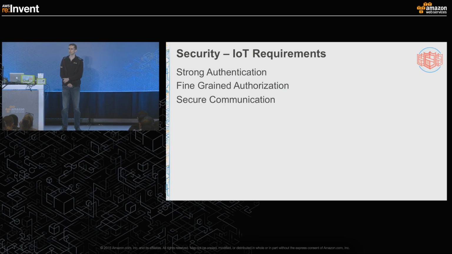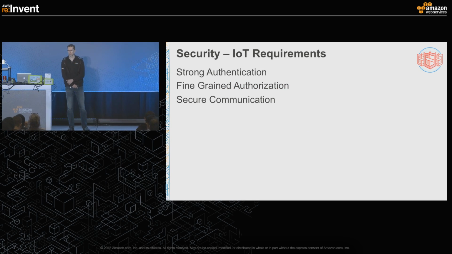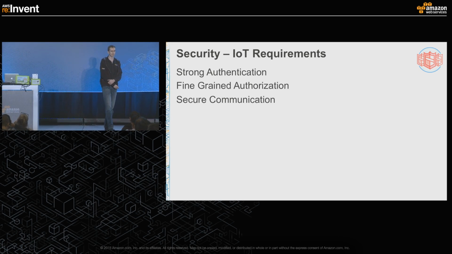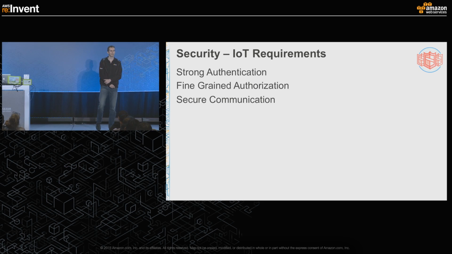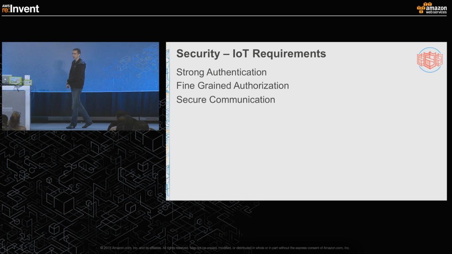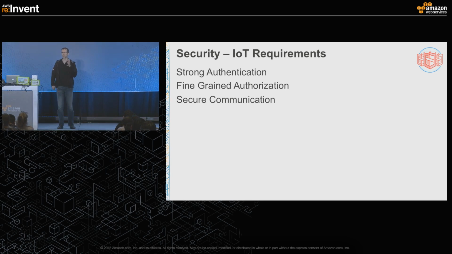Now, let's start with security. Security is obviously the number one priority. So what do you need for IoT security? You need strong authentication. You need to know, is this my device? Is this someone else's device trying to look like my device? Once you've authenticated the devices, you need to give fine-grained, least privilege principle authorization and access control.